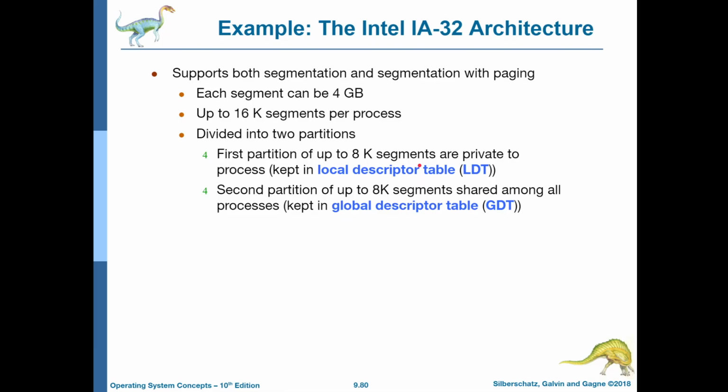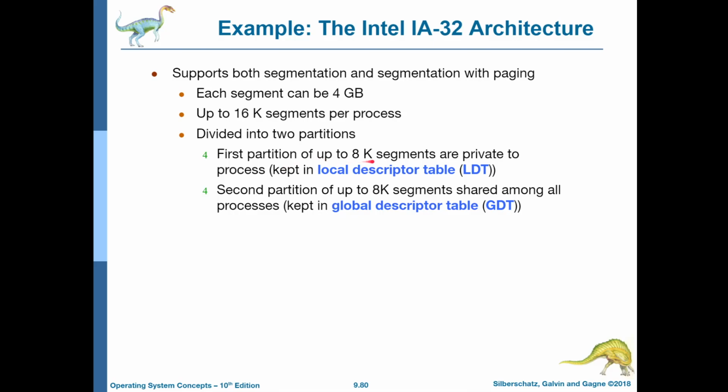So, traditionally, the Intel IA-32 architecture supports both segmentation as well as segmentation with paging. The original segmentation comes from before the Pentium days and is a legacy architecture implementation, but it's still there and you can still implement it. You can have up to 16,000 segments per process. And in segmentation, we divide things up into two partitions.